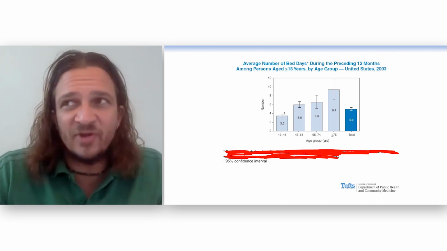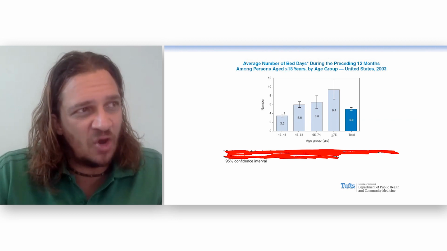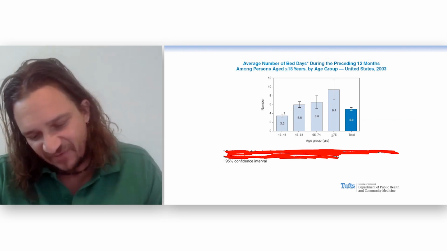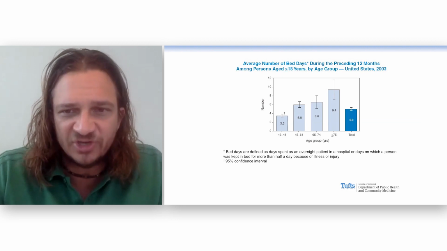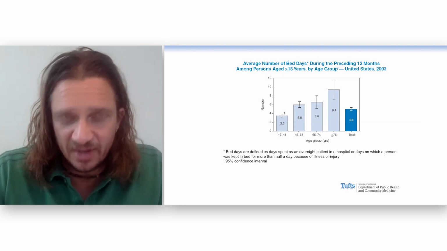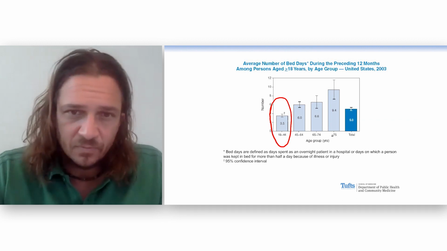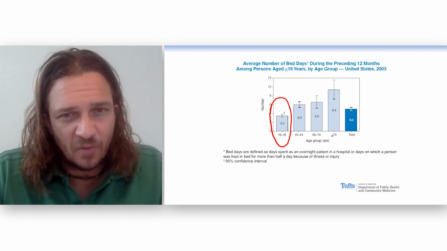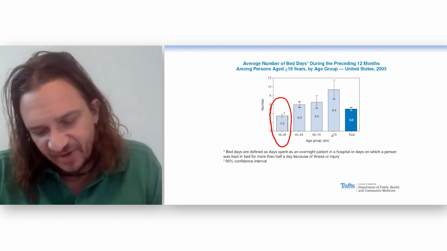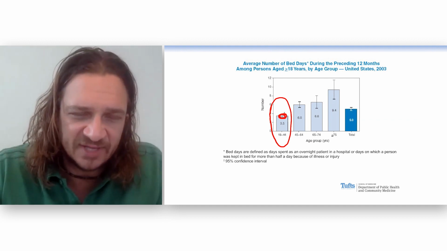So I'm recording this in 2020. A bed day is not when you sit at home and watch Top Chef or Tiger King or Schitt's Creek. A bed day is defined as a day spent overnight in a hospital or on which you're kept in bed because of an illness or an injury. And so let's look at this number here. For young people, now defined as 18 to 44, we are 95% confident that the true number of bed days is somewhere around this confidence interval.